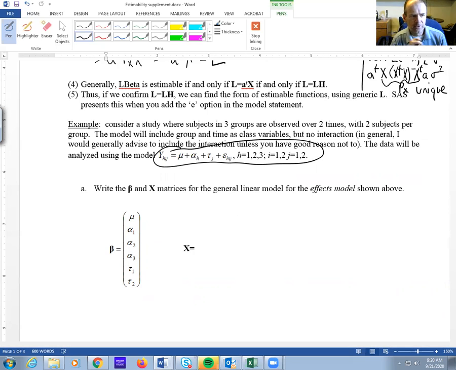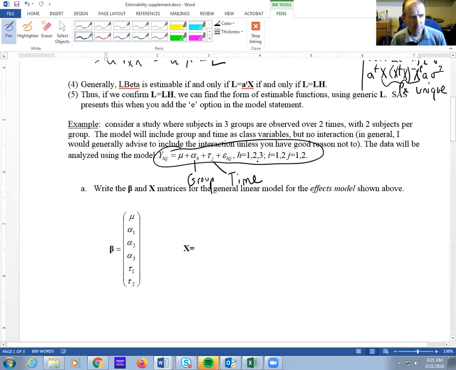There's no interaction. We just have our alpha, which is going to relate to the group effects. This tau is going to be our time effects. And with that model, we're assuming that changes over time are going to be the same between the groups, that the patterns over time are going to be the same for the 3 groups. So that's the model we're using, but that's the assumption we're making when we do that.